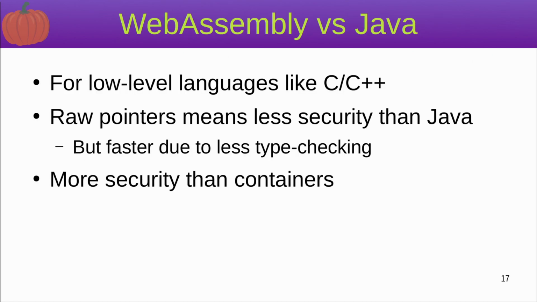Right. So just as a general idea, if you're comparing WebAssembly and Java, the main difference is that WebAssembly is for low-level languages like C++. That's what it was designed for. Because it's designed for running C++ code, you have access to raw pointers, and just having access to raw pointers means it's less secure than Java. But it is faster in some sense because you have less typing. You can just access whatever you want in memory. You don't have to check if it's safe. But despite this somewhat lesser security, it is more secure than other sandboxing approaches like containers or OS virtualization.